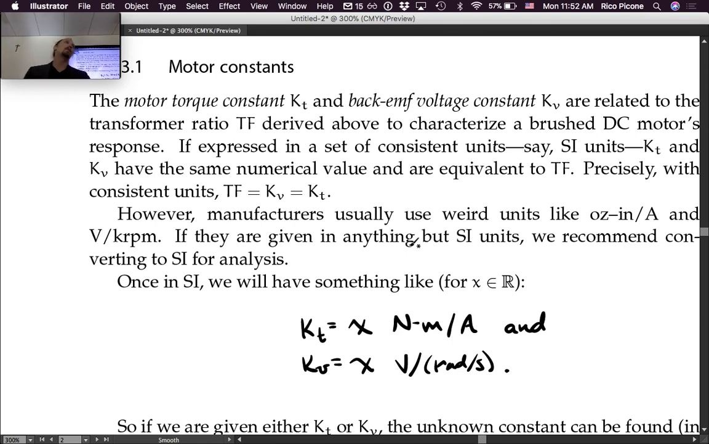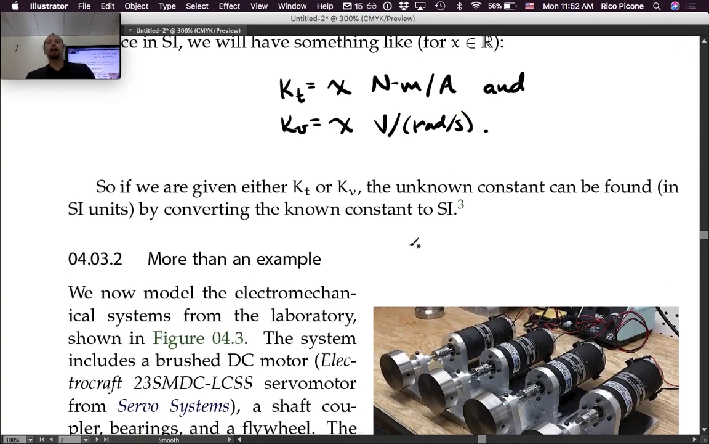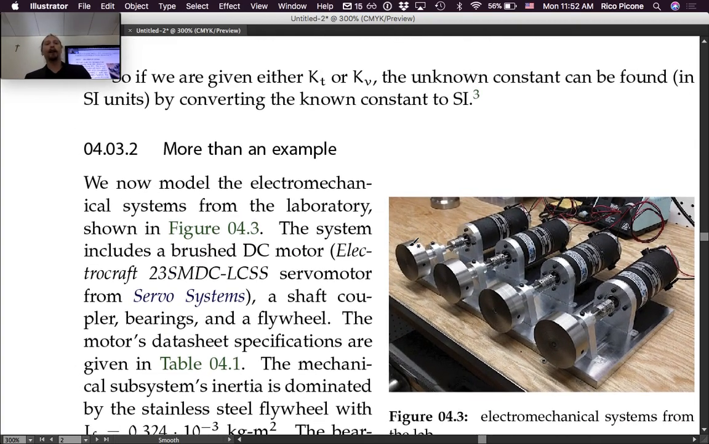It's the same with the back EMF. They give it to you in a value that should allow you to easily compute how much back EMF you're going to get given a specific angular velocity of your motor, which is often given in kilo RPM. So they're trying to help you, but I think that it causes a lot of confusion when you try to do a detailed analysis.